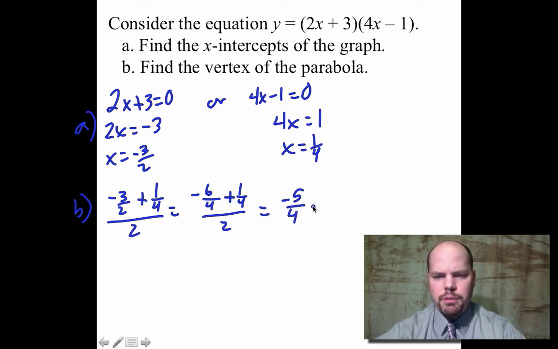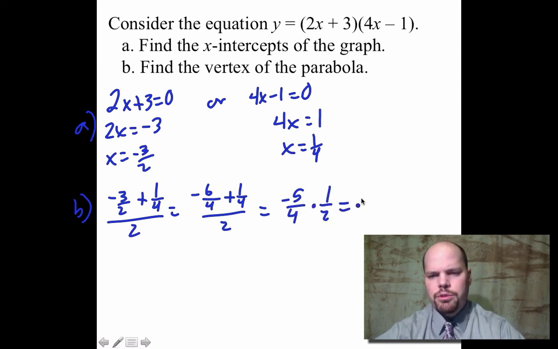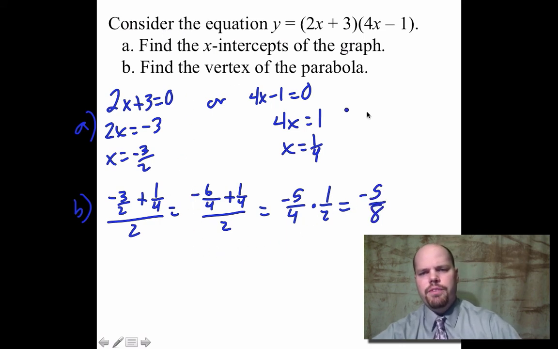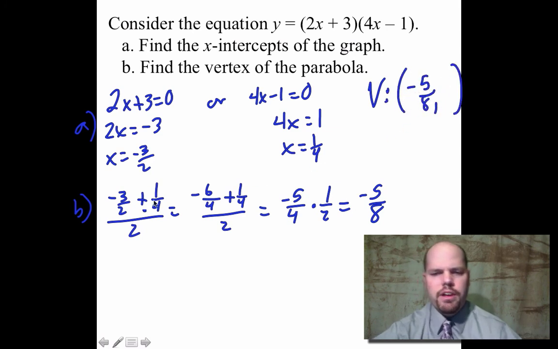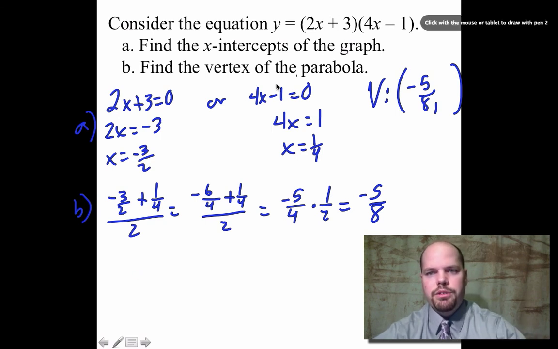Negative 5 fourths divided by 2, so times 1/2, which would be negative 5 eighths. We know the x value of the vertex. So the x value of the vertex is going to be negative 5 eighths. We also need the y value. So if we know the x value, we need to figure out the y value. So we need to plug that into the original equation.